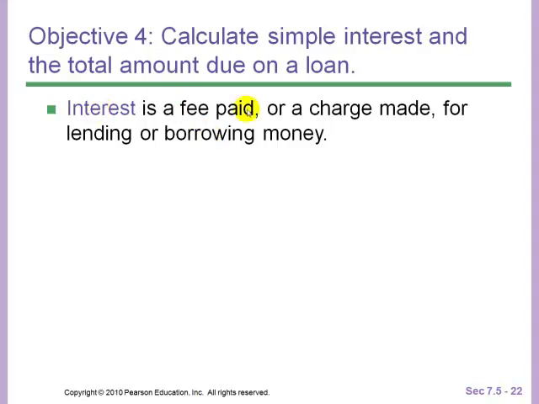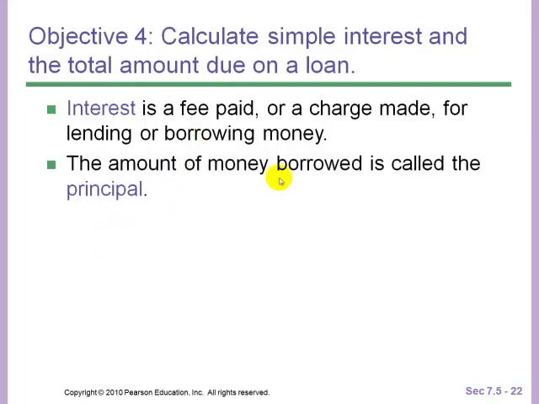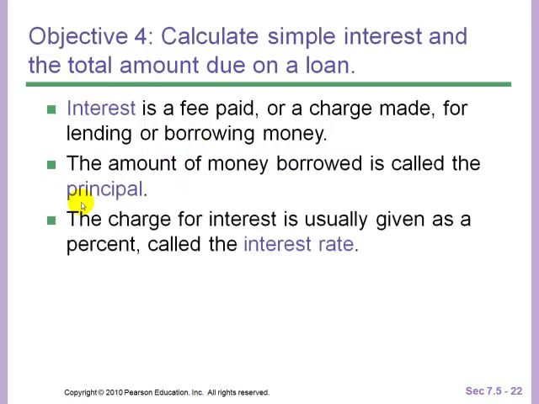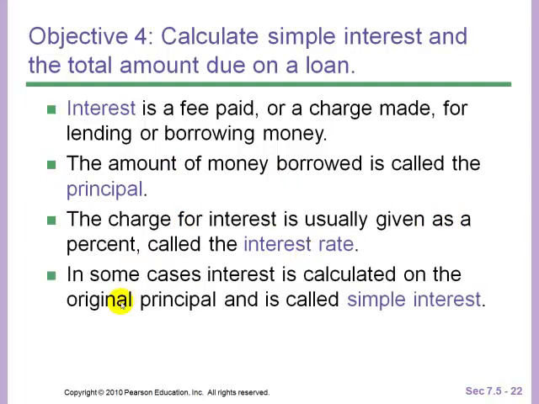Interest is a fee paid or charge made for borrowing or lending money. So if you borrow money from someone, like a bank, you have to pay them back the money you borrowed plus interest. That's the fee they get. The amount of money borrowed is called the principal. The charge for interest is usually given as a percent, which we call the interest rate. And in some cases, interest is calculated on the original principal, and it is called simple interest.